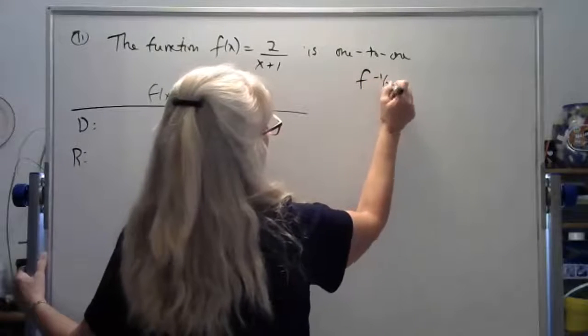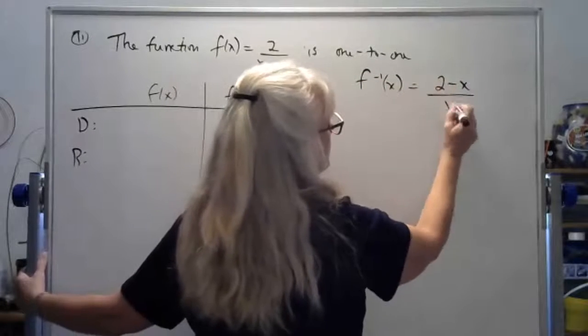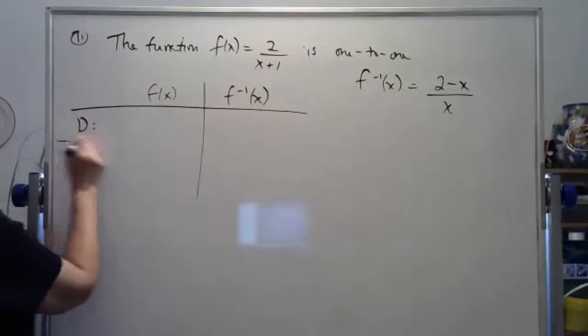Uh-oh, I just did a bad thing. I erased my function without writing it down. Was it 2 minus x over x? Is that right? Yes. Yeah. Okay, good. Don't do that.